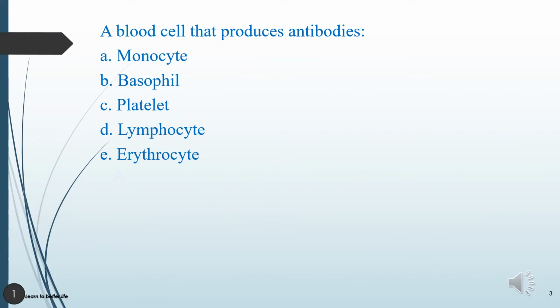Question 1. A blood cell that produces antibodies: A. Monocyte, B. Basophil, C. Platelet, D. Lymphocyte, E. Erythrocyte. The answer is D. Lymphocyte.